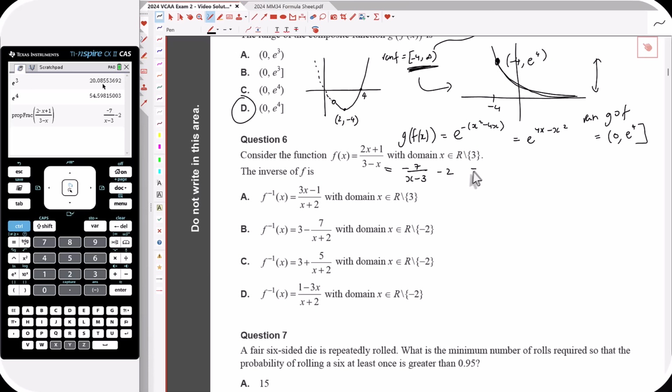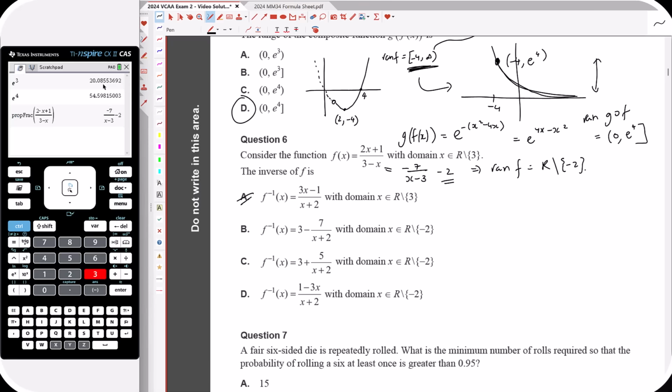So obviously this means that the range of f is all real numbers except for -2, because it's clearly a hyperbola that's gone down by 2. And so that's going to be the domain of my inverse. That allows me to rule out A. Then I obviously need to find the inverse function. I'm fairly quick to do that by hand, or you might use your CAS to help you. So if we, sorry, try that again.